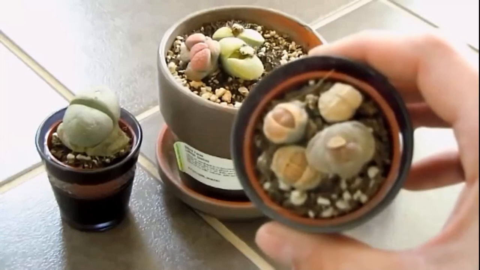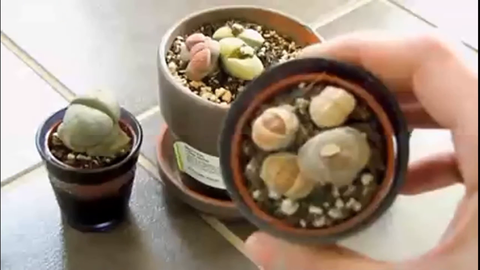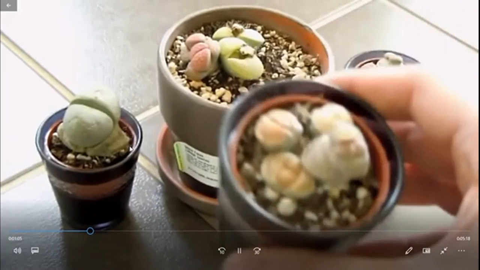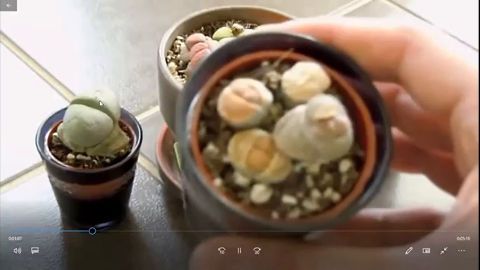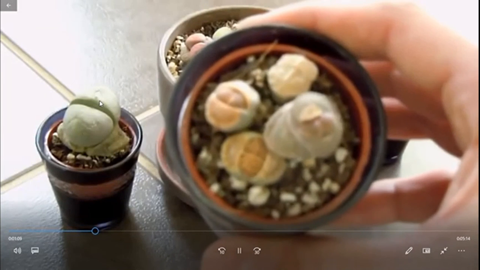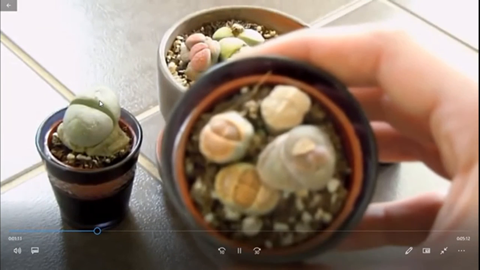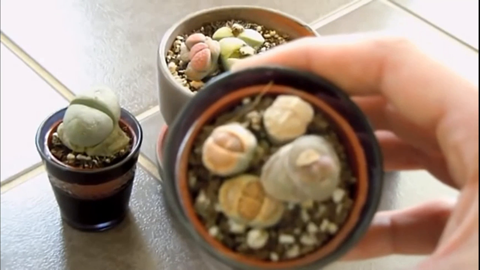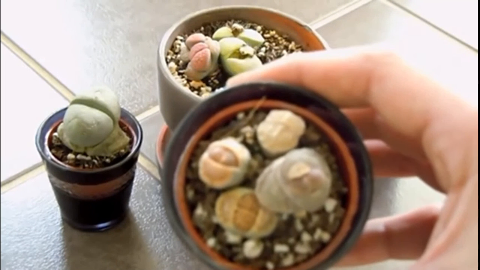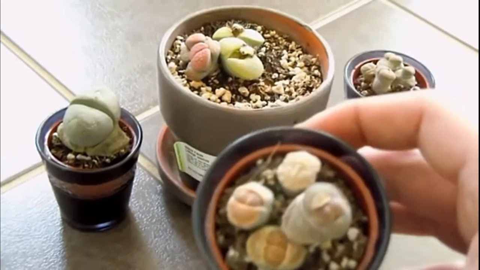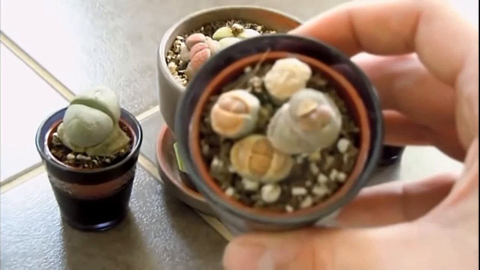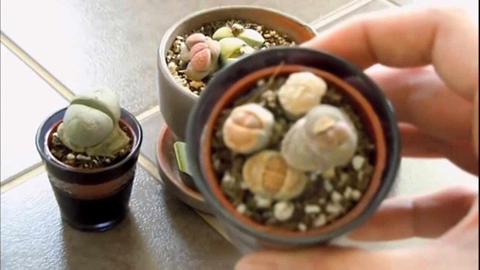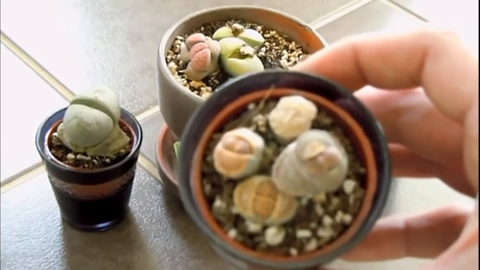Supposedly, with these guys, if you don't water them for a few years, they'll be okay. That's kind of what I'm getting at. These plants in particular, over the summertime, they're not really growing, they're not doing anything. You water them sort of like a regular house plant. You want to let them dry down between waterings.